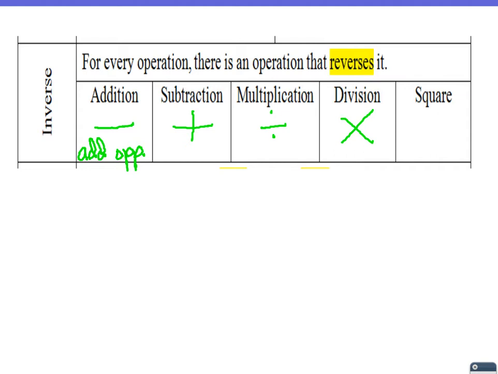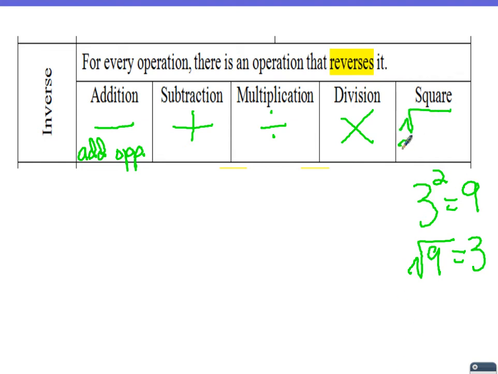Now, squaring, you might not know this one, but squaring is like, well, let's go back and use a number. 3 squared equals 9. Well, if I were going to reverse it, I would take a square root. What number times itself equals 9? So the opposite of square is a square root. Moving on.